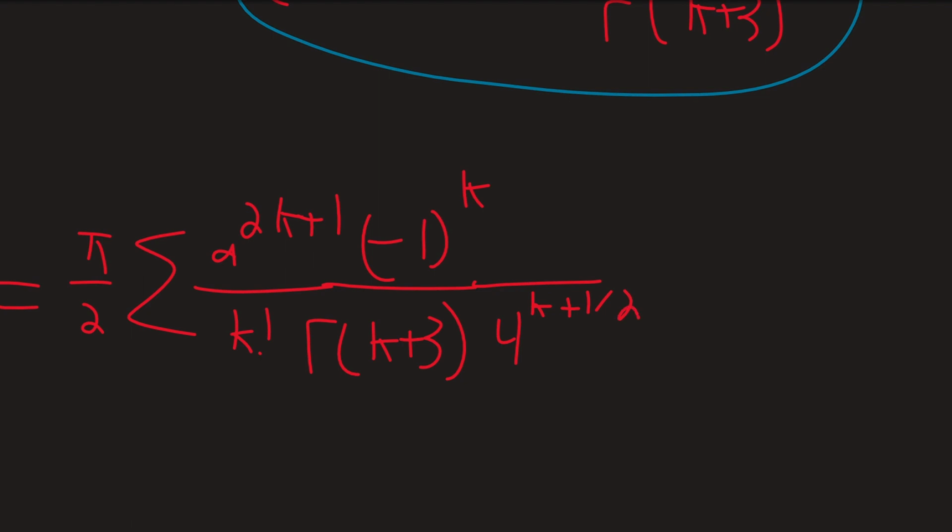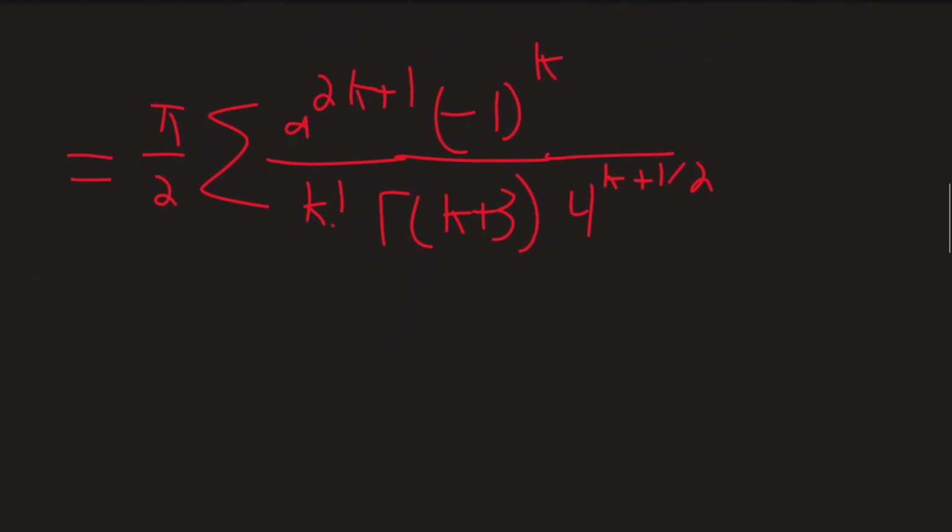And in all honesty, this doesn't look very nice. But I'm just going to do one last simplification. This is going to be equal to pi over a. And the reason for that is I want to get this term right here and this term right here under one exponent, as you will see.